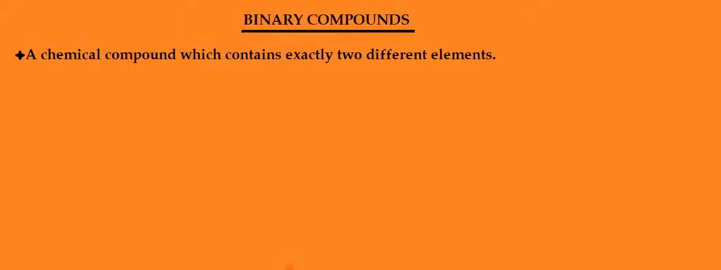Hello everyone. Today our topic is binary compounds. What are binary compounds? Binary compounds are simple chemical compounds which contain exactly two different elements. When the two different elements are completely glued together or stick together, they form binary compounds.